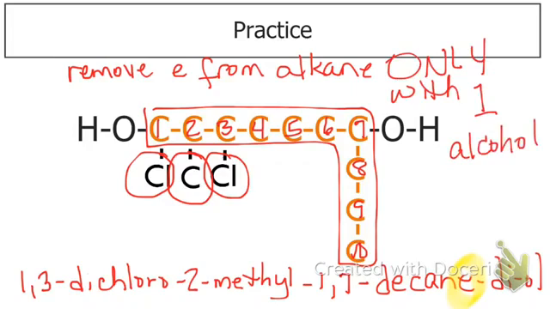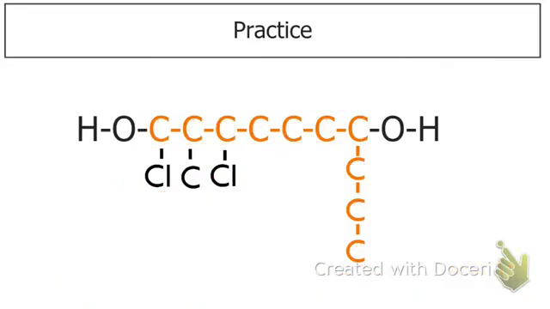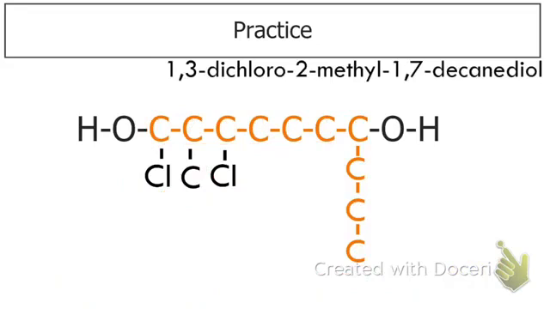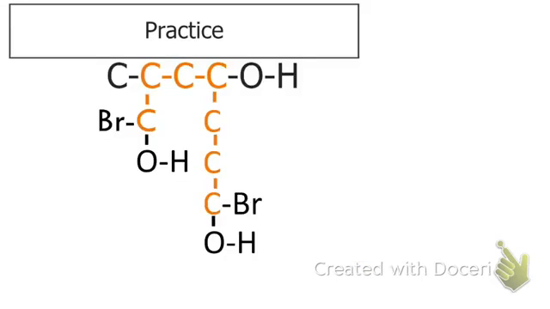So let's check ourselves and see if Dr. Hudson got this right. Dr. Hudson got this wrong. 1,3-dichloro, 2-methyl, 1,7-decane diol. Hope you're feeling good. Let's look and see if we got more to do. Oh, here's another one. Why don't you pause the video here and see if you can do it yourself and come back and check. So, here is our chain.